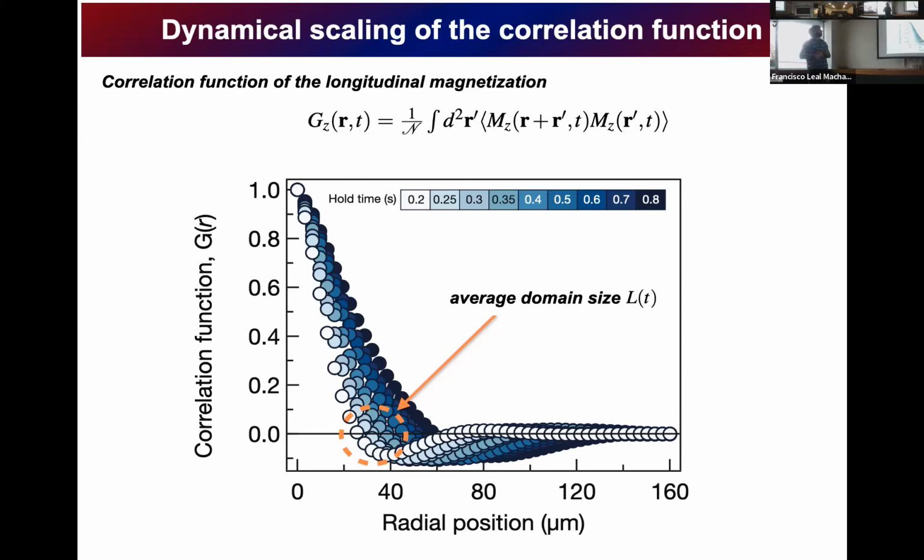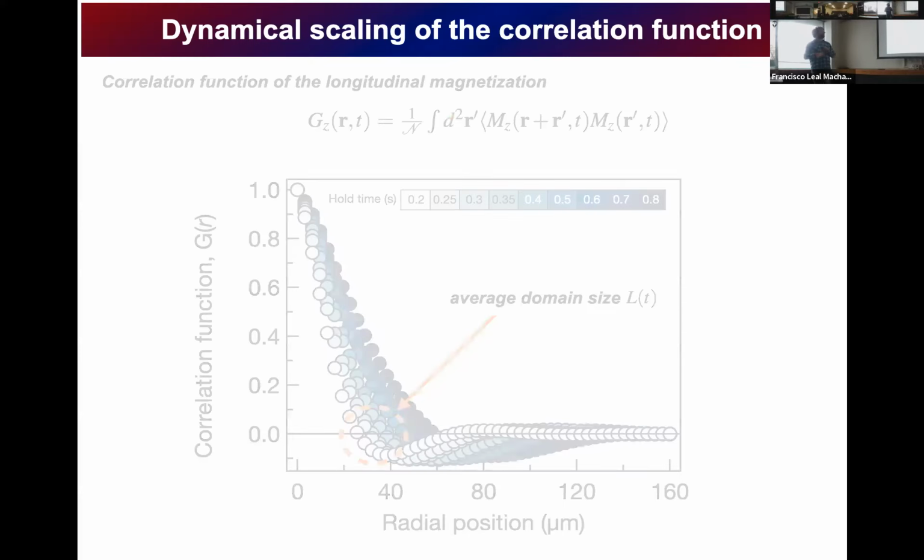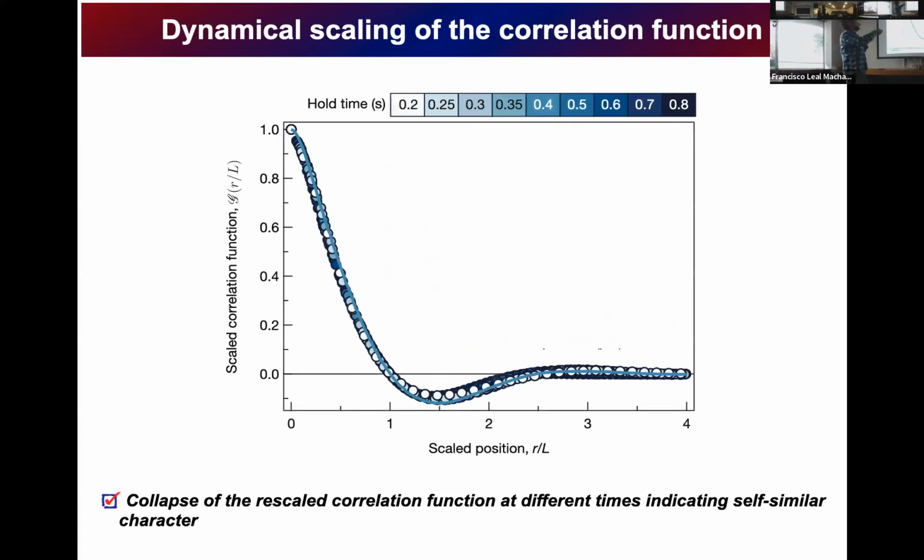So what you see here is that for all different time instants, the correlation function crosses 0. This corresponds to the average domain size of the system. And what I will do is just rescale this correlation function in terms of the domain size. If I do that, all of the correlation functions, independent of the time, I mean, for long times after vortices have been annihilated, fall all on top of each other.